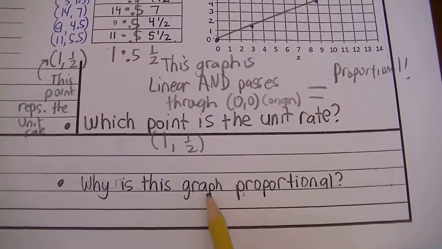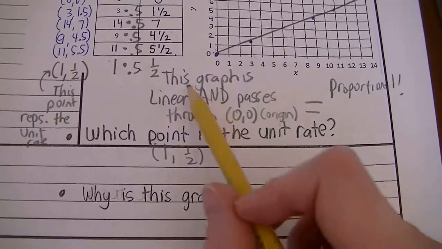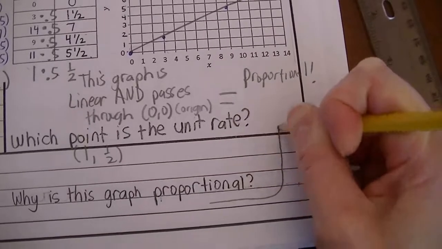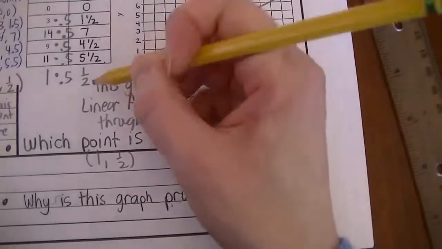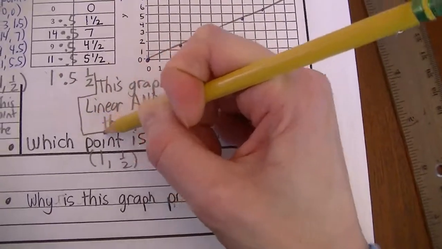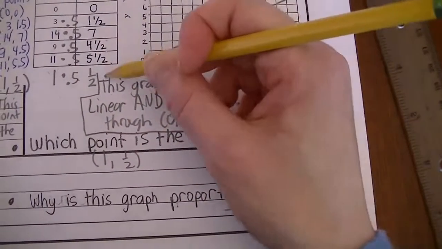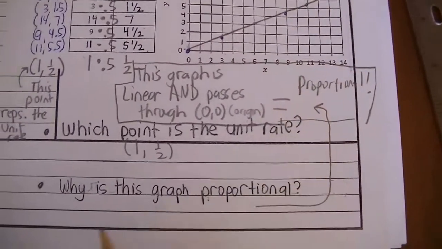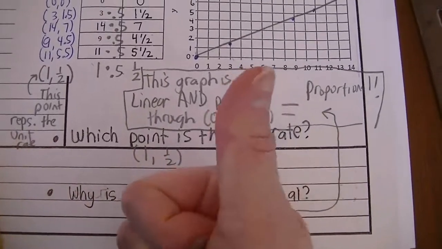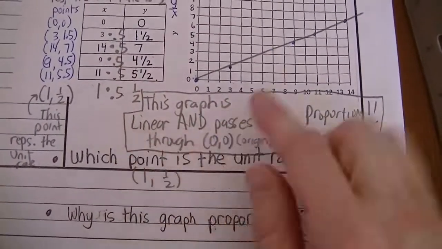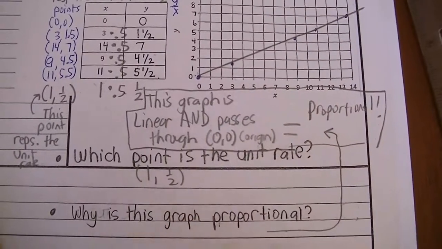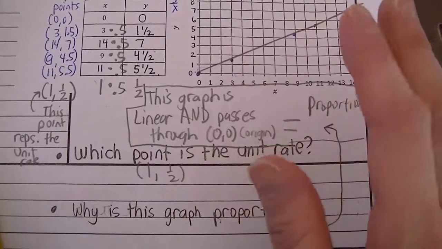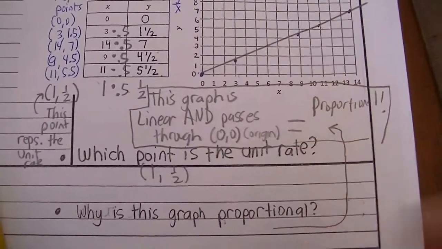Why is this graph proportional? Well, it looks like I already answered that right here. What makes this graph proportional is it's got to be linear and pass through the origin. If it was only linear and didn't pass through the origin, that's not proportional. If it only passed through the origin and it wasn't linear, then it's not proportional. It's got to be both, okay?